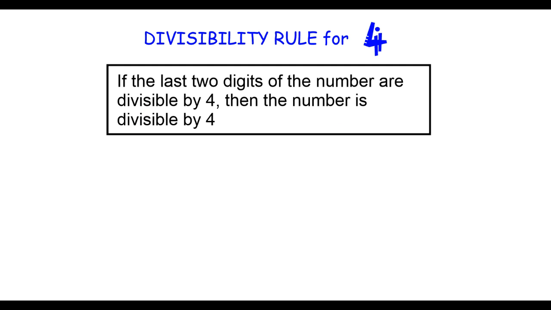Moving on to the next divisibility rule for 4, it's similar to 2, but not quite the same. In this case, we're looking for the last 2 digits of the number being divisible by 4. Then the number itself is divisible by 4. Go ahead, pause the video, write this down, and then we'll come back and see an example of what I mean.